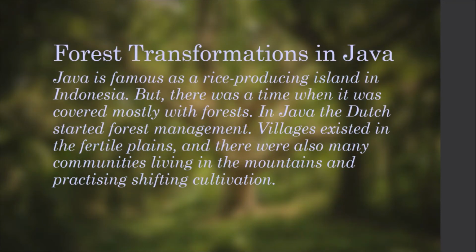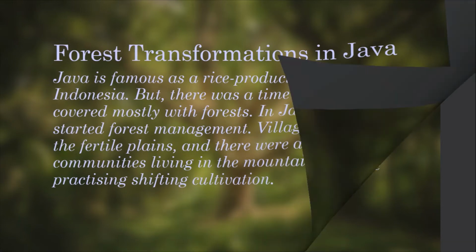Forest transformations in Java. Java is famous as a rice producing island in Indonesia. But there was a time when it was covered mostly with forest. In Java, the Dutch started forest management. Villages existed in the fertile plains, and there were also many communities living in the mountains and practicing shifting cultivation.